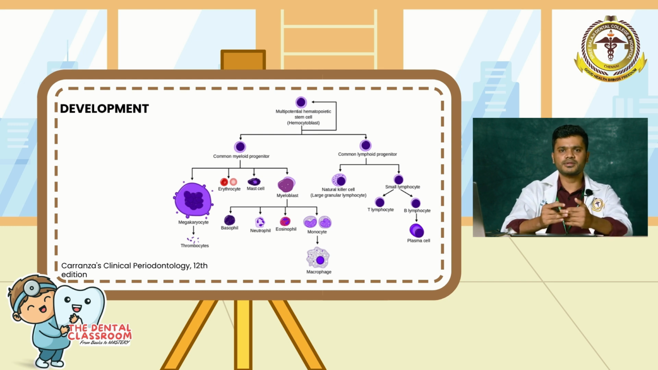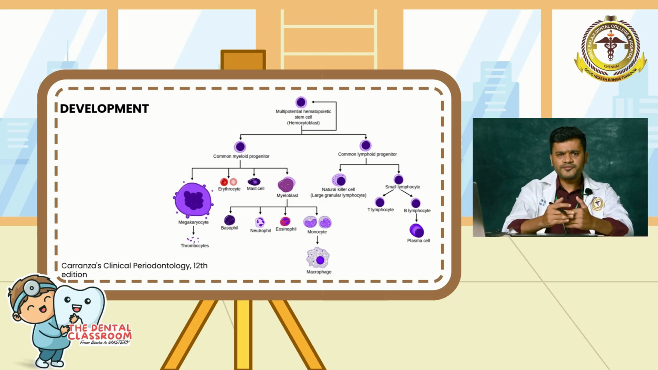Hemato means it is going to give blood cells. It has multipotency. What is this multipotency? It means it can give rise to different lineages of cells, that is called multipotency. So it can give rise to neutrophils or B cells, T cells, or even monocytes or macrophages. So it can give a variety of cells. Hence the name multipotent hematopoietic stem cells.